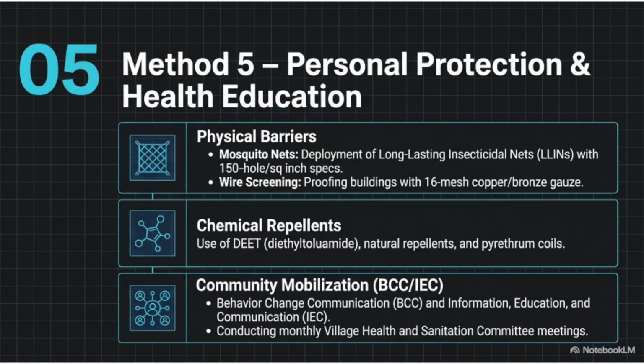The fifth method is personal protection and health education. This includes physical barriers such as long lasting insecticidal nets with a specification of 150 holes per square inch and wire screening, proofing buildings with 16 mesh copper or bronze gauze. It includes chemical repellents such as DEET, natural repellents, and pyrethrum coils. And it includes community mobilization through behavior change communication and information, education and communication activities, along with conducting monthly village health and sanitation committee meetings.